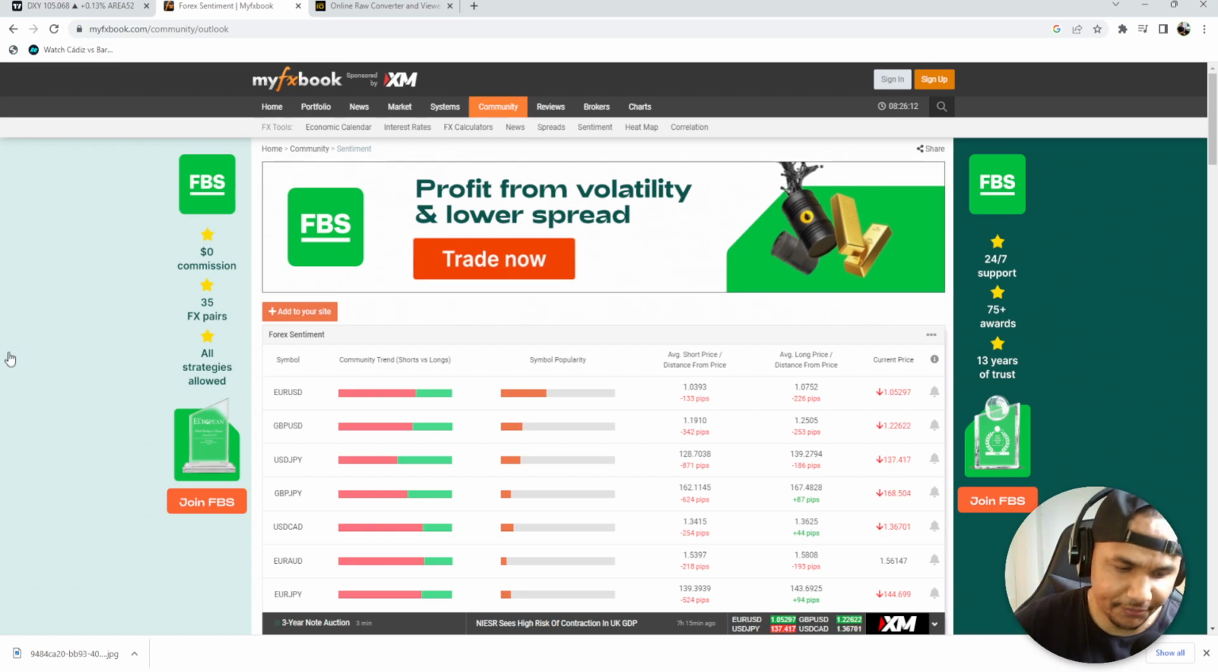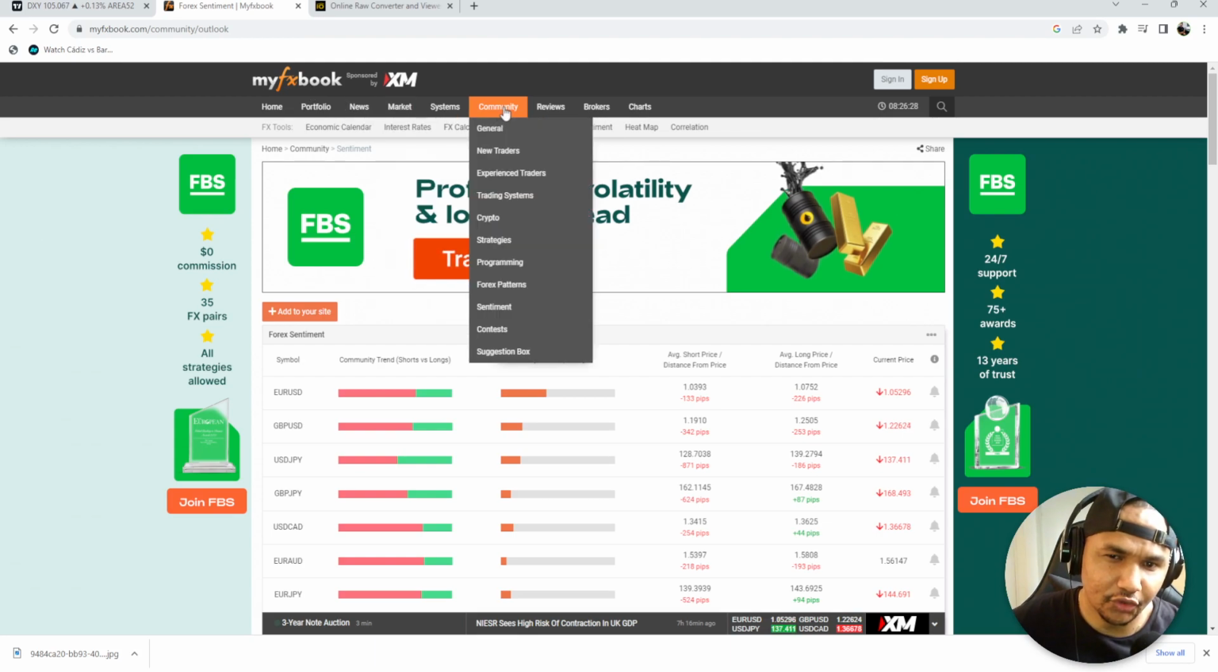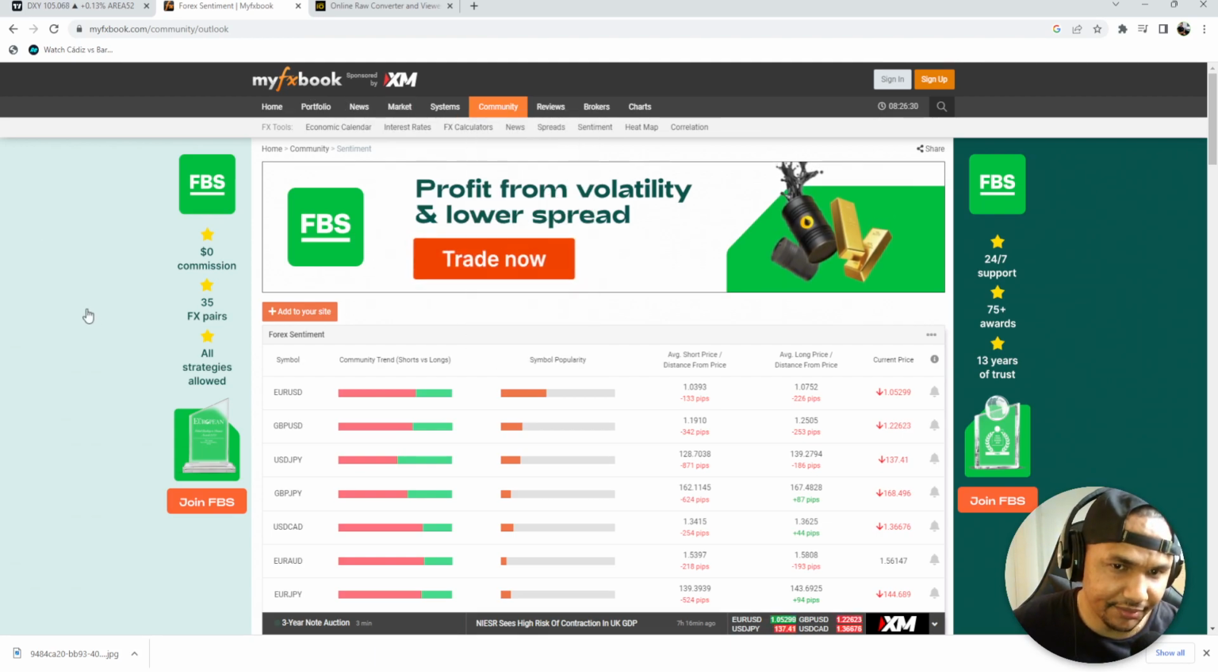Once you get to this report, this is called Forex Sentiment data. This is basically retail trader positions in the market, and it tells us what retail traders are doing in the market. This is called the myfxbook.com community outlook. You just come to Myfxbook, go to community, and you go to sentiment data. Now, this report is very straightforward.